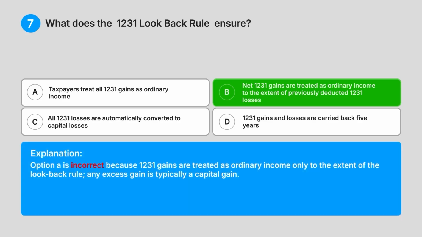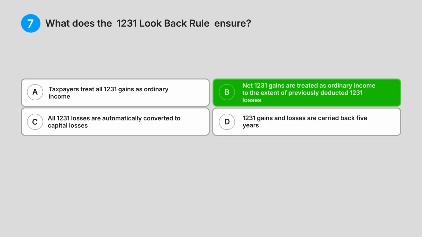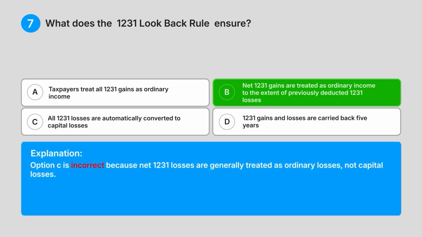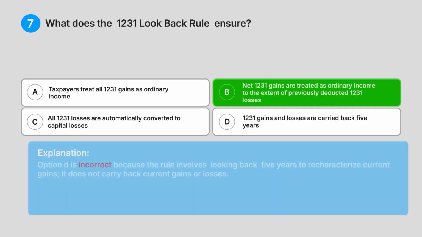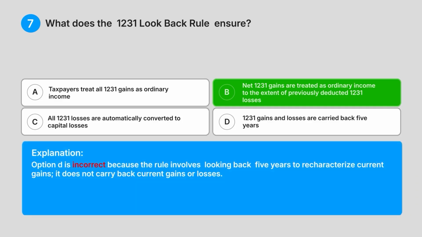Option A is incorrect because 1231 gains are treated as ordinary income only to the extent of the look-back rule. Any excess gain is typically a capital gain. Option C is incorrect because net 1231 losses are generally treated as ordinary losses, not capital losses. Option D is incorrect because the rule involves looking back 5 years to recharacterise current gains. It does not carry back current gains or losses.